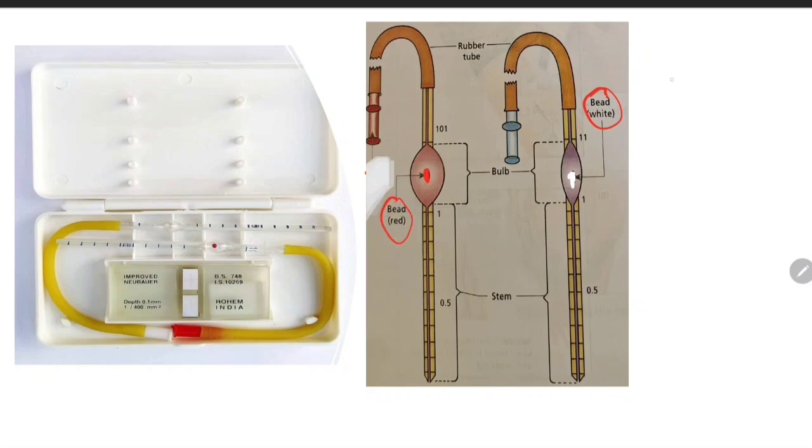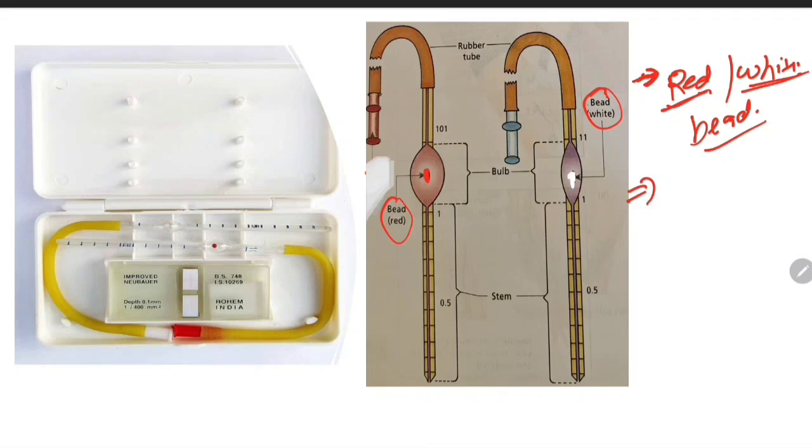So this is the first differentiating point. We will get two types of pipette, RBC pipette and WBC pipette. How can we differentiate between the two? This differentiating point you will be asked in the practical examination. The first differentiating point is the color of the bead, red or white. Red bead for the RBC pipette, and if the bead is white then it is the WBC pipette.